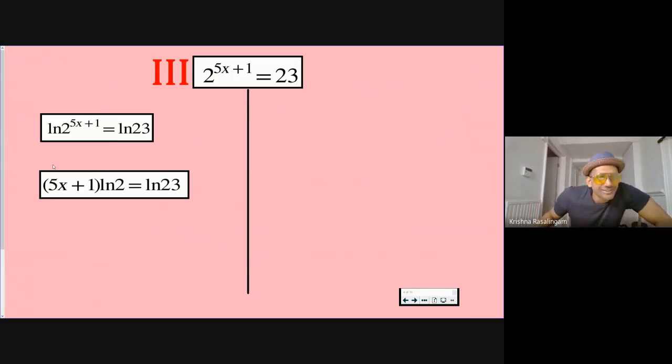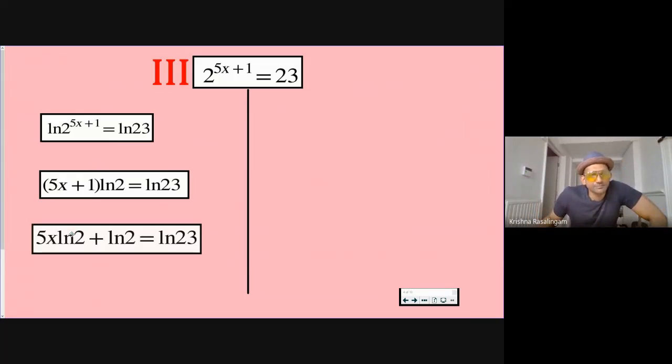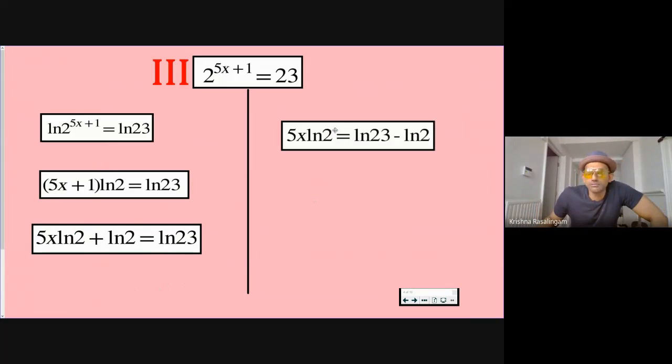Hello again. So let's expand the bracket and then group the terms.